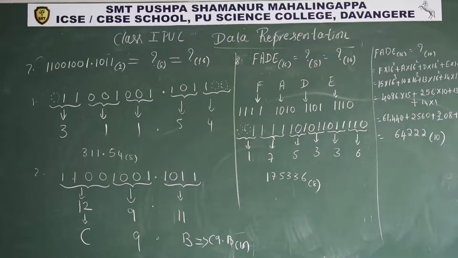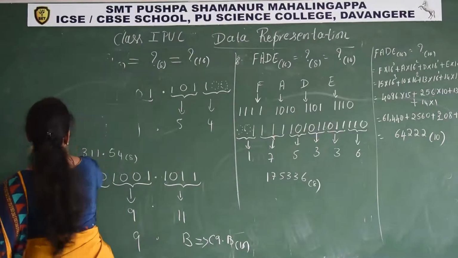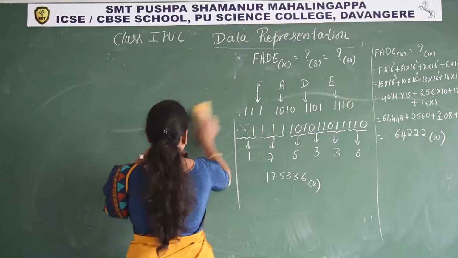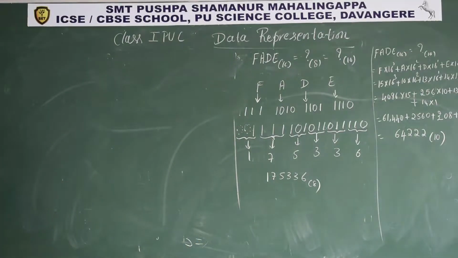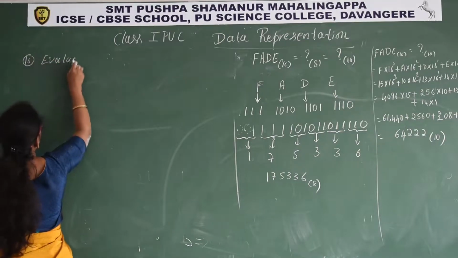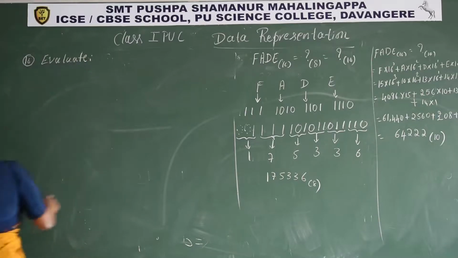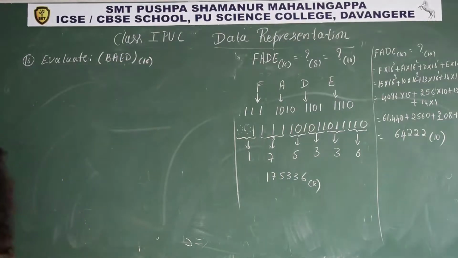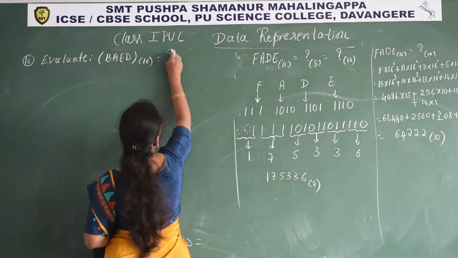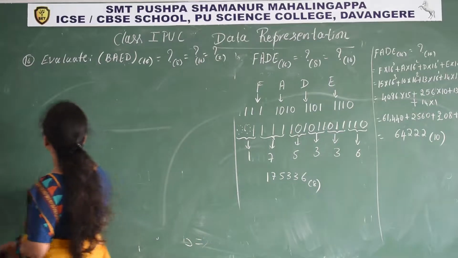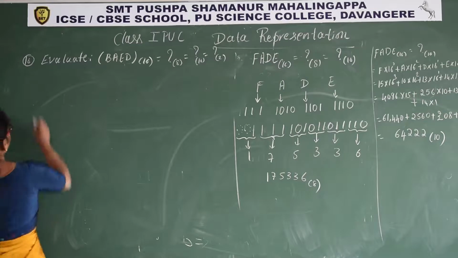Next, evaluate the value BE base 16 in base 8, base 10, and base 2. Now let us start from base 8.